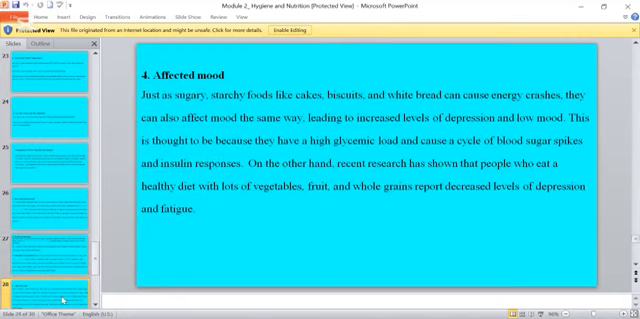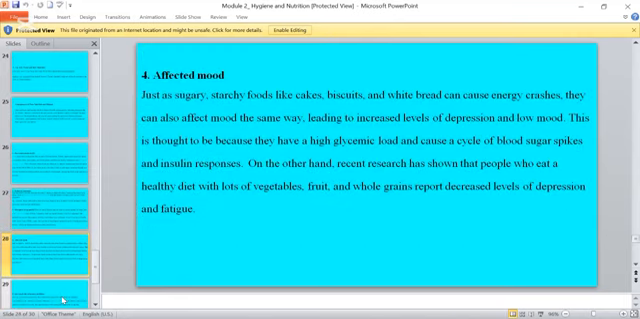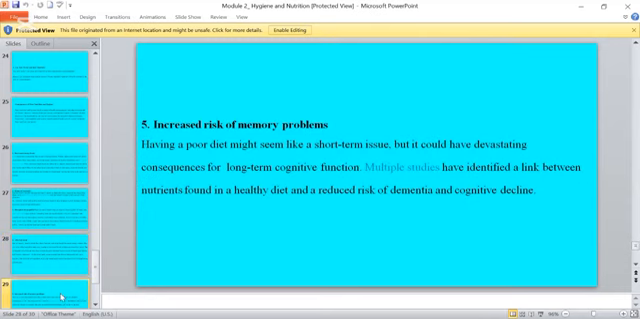Now we have affected moods. Just as sugary, starchy foods like cakes, biscuits, and white bread can cause energy crashes, they can also affect the mood the same way, leading to increased levels of depression and low mood. Another one is increased risk of memory problems. Having a poor diet might seem like a short-term issue, but it could have devastating consequences for long-term cognitive function.